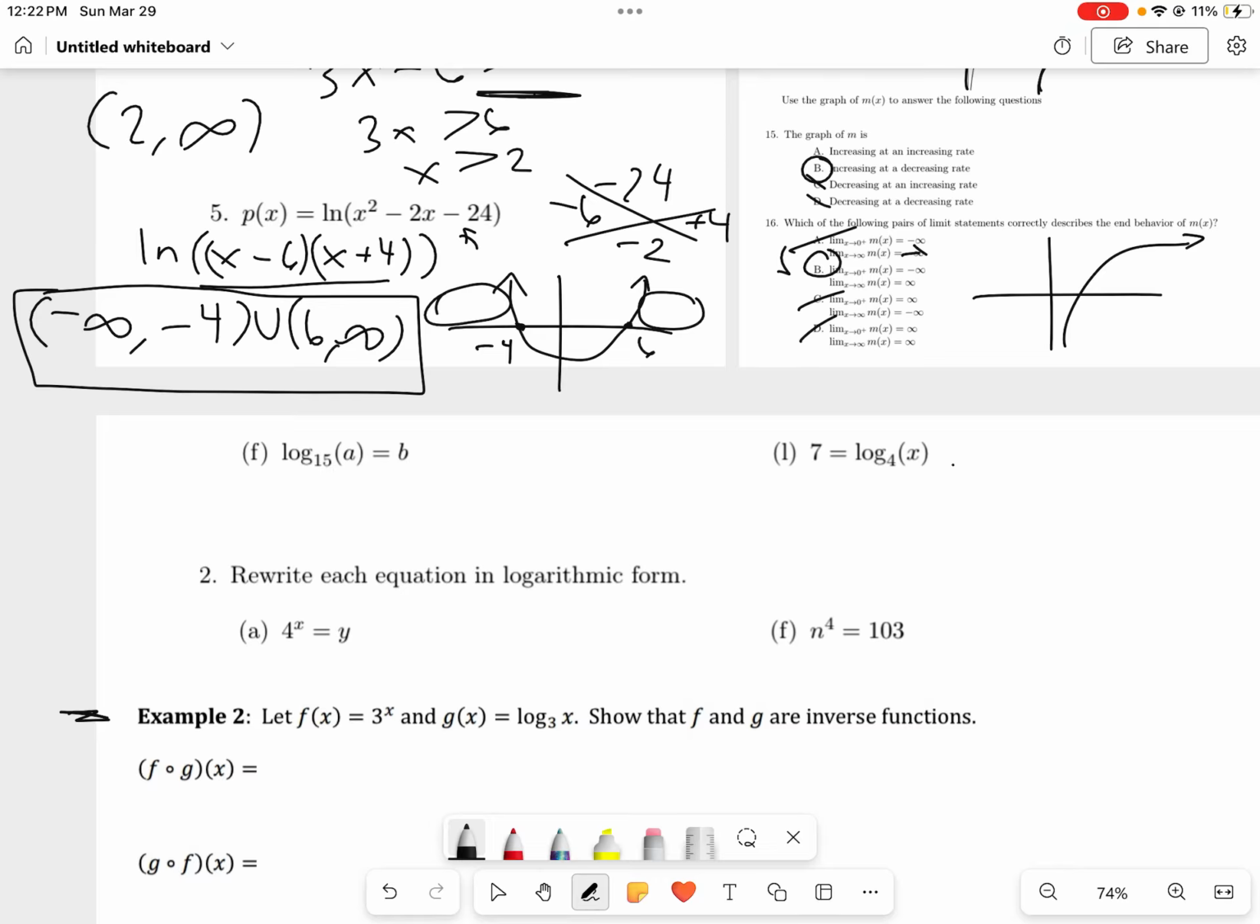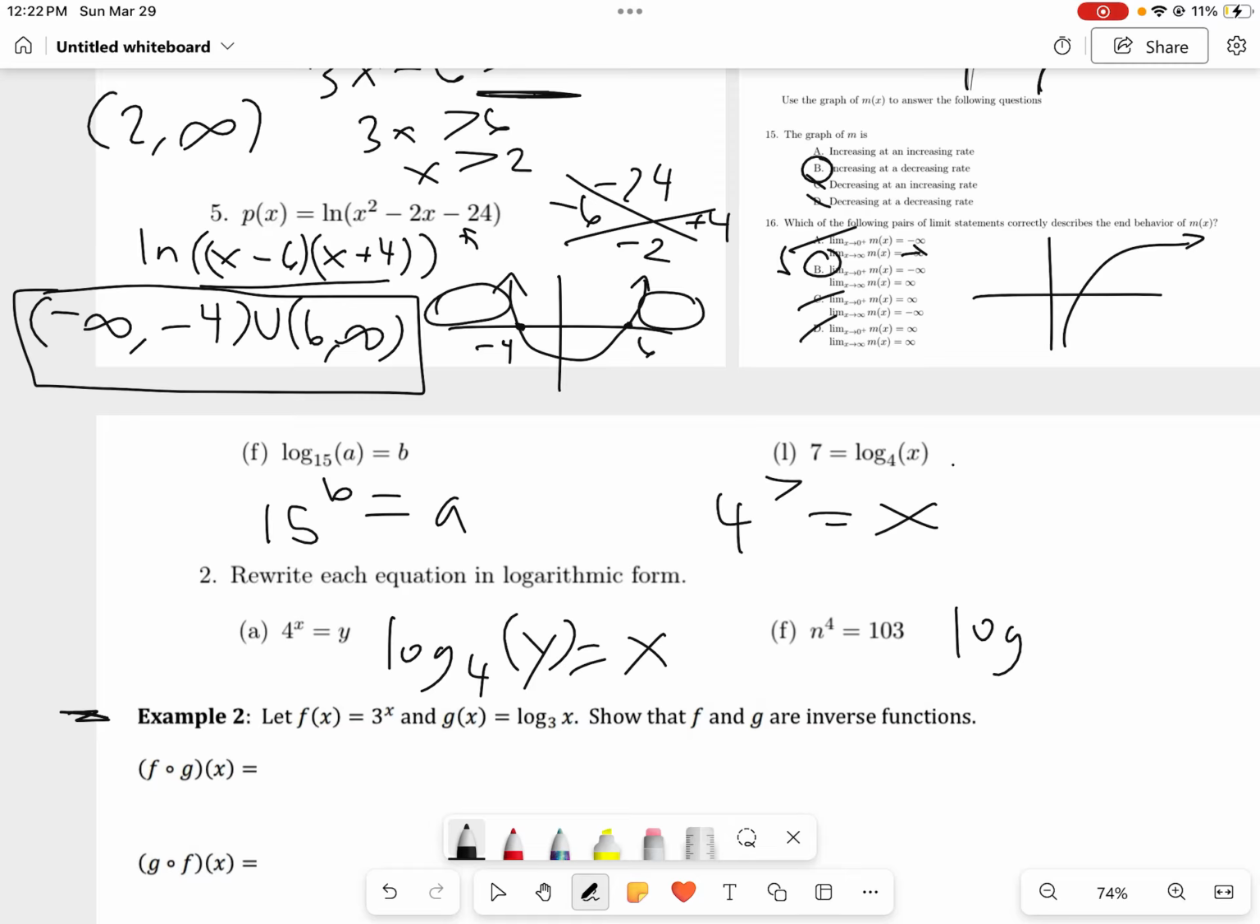Well, I guess I'll just turn it into an exponential. So this is just saying 15 to the power of b is a. That's all I can really do. And this other one is 4 to the power of 7 is x, which I'm not going to simplify. And now it's asking us to do it in log form. This is just 4 to the power of x is y, or log base 4 of y equals x. Same thing here, log base n.